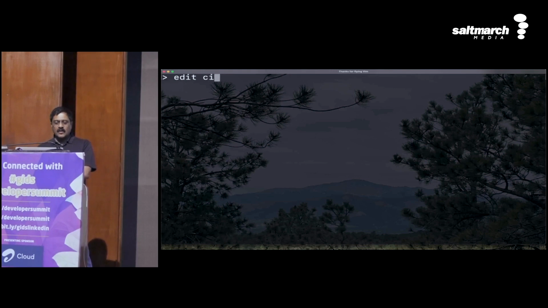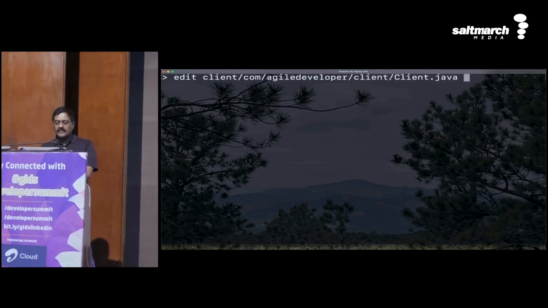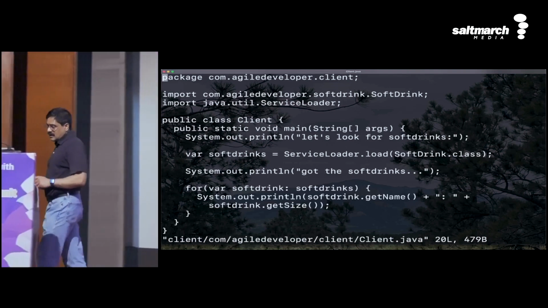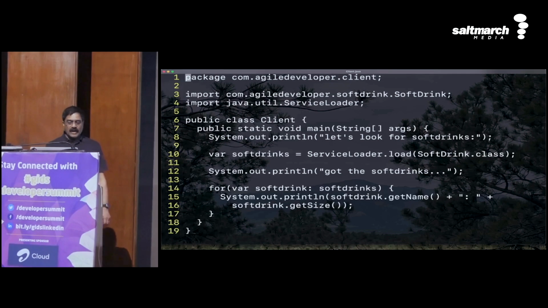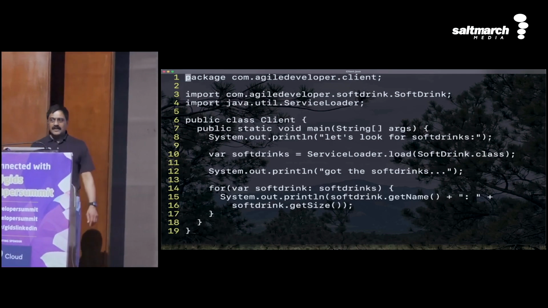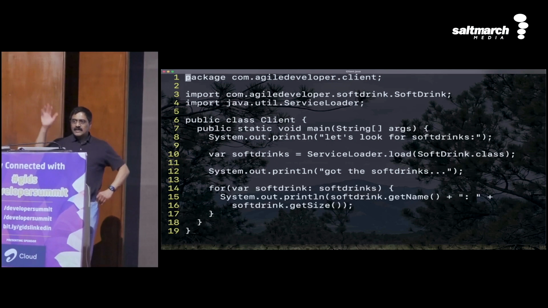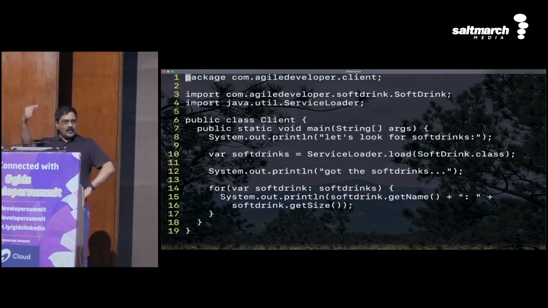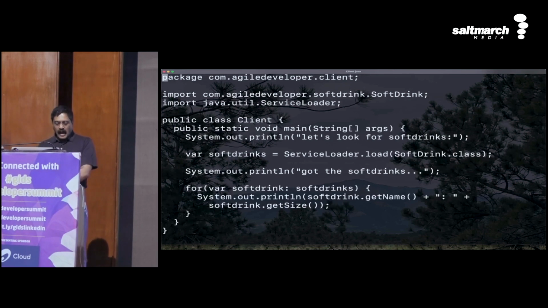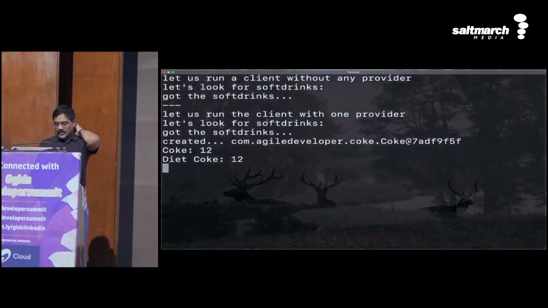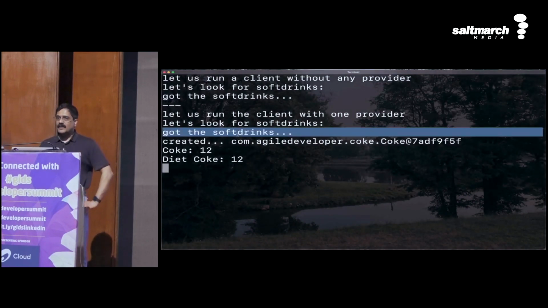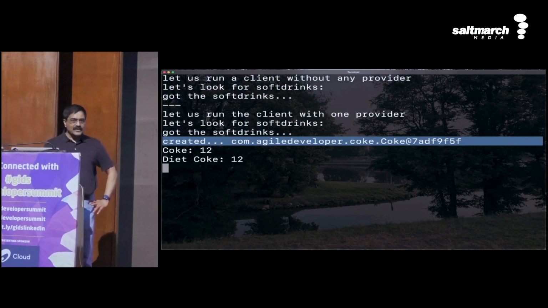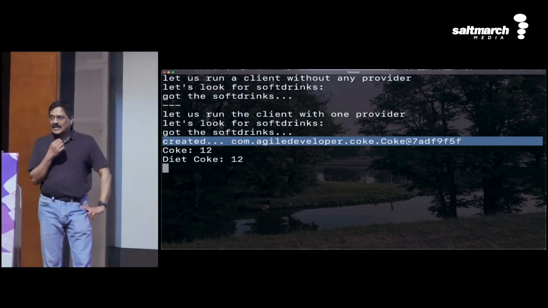Look at the client code one more time before we go any further. Notice we got the soft drink on calling the load function. Line number 10 has the soft drink, line number 12 says got the soft drink, then on line 14 we are iterating over the soft drink. But when you look at the output, notice what you see here: got the soft drink, then the created function after that. So what does that tell us? That the instantiation is lazy.